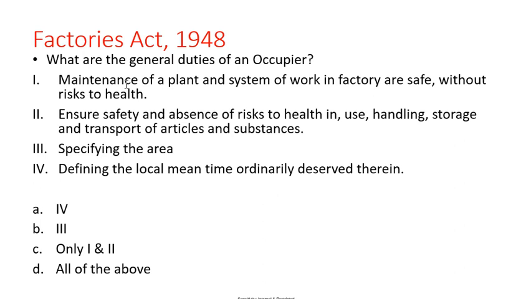Next question. What are the general duties of an occupier? First, maintenance of plant and a system of work in a factory that is safe and without risk to health. Second, ensure safety and absence of risk to health in the use, handling, storage and transport of articles and substances. Third, specifying the area, defining the local mean time ordinarily observed therein. Options: fourth, third, only first and second, all of the above. Correct answer is C.